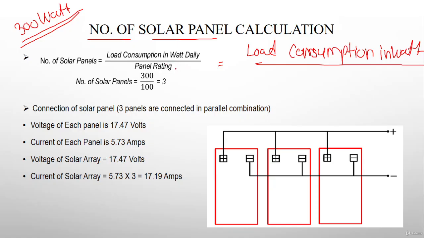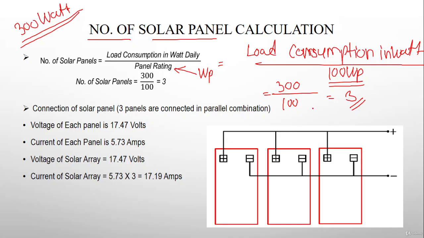But the panel rating that we are selecting is given in terms of watt peak, so we have to convert the kilowatt into watt by simply multiplying by 1000. In this case, we have a 300 watt solar home system design, divided by the individual solar panel rating we have to select. We have selected a 100 watt peak Vikram solar panel, so we divide, and we get 3 solar panels required to satisfy the capacity of the 300 watt solar home system.